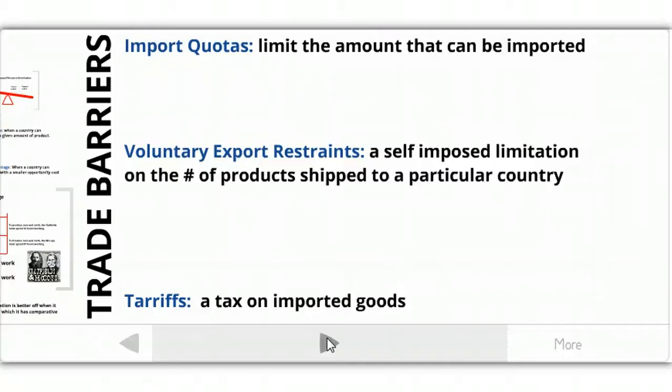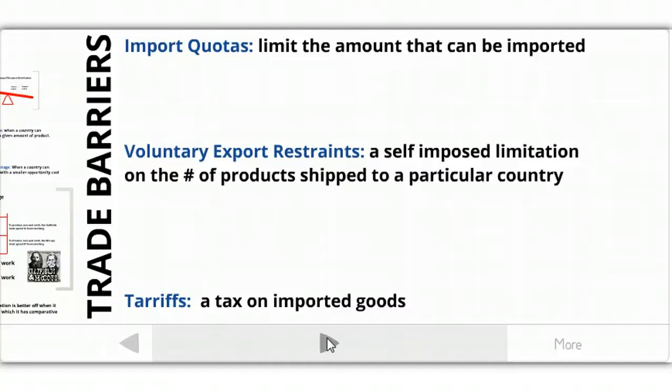Import quotas limit the amount that can be imported. So, for example, we may tell Japan, you can import a certain number of Toyotas, and that's it. We don't let them go over that number. Another idea might be a voluntary export restraint. A voluntary export restraint is a self-imposed limitation on the number of products shipped to a particular country. So this would be if Toyota itself said, okay, we're only going to ship this many cars to your country.